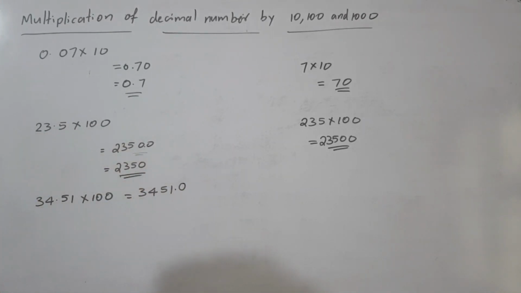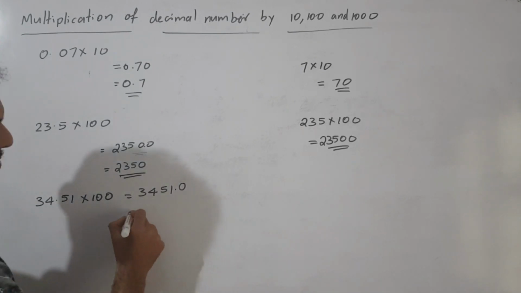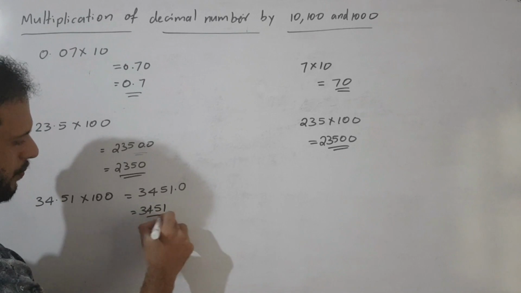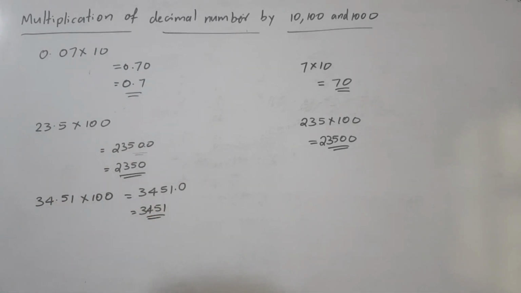Okay, then after the decimal point, we add 0 now. 4351.0 is the same as 4351. What is the answer of 43.51 into 100? 4351. One more example.